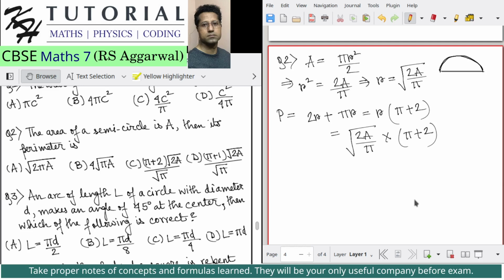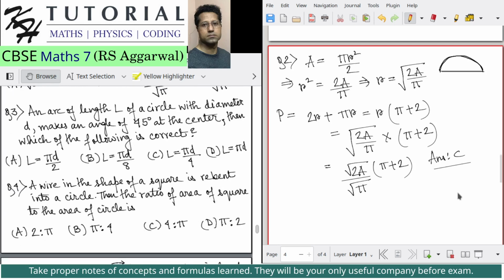Is this matching with any choice? Choice A no, choice B no, choice C is pi plus 2 times the square root of twice A divided by square root of pi. Now square root of 2A by pi can be rewritten as square root of 2A divided by square root of pi, and this is pi plus 2. So the correct choice is, remember the choice D is pi plus 1, but it should be pi plus 2. So the correct choice is C. C is the correct choice.